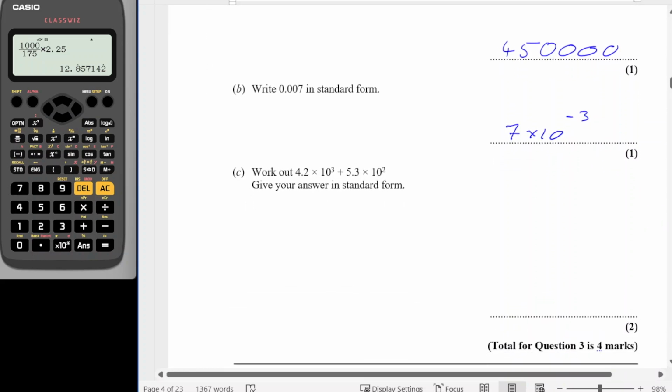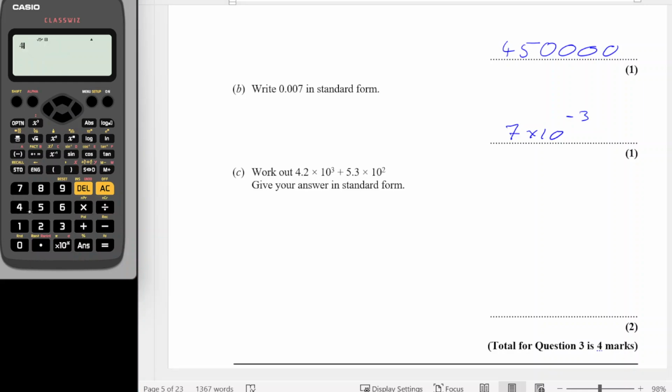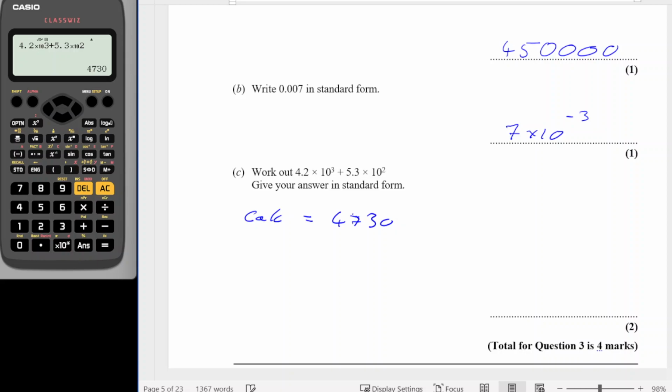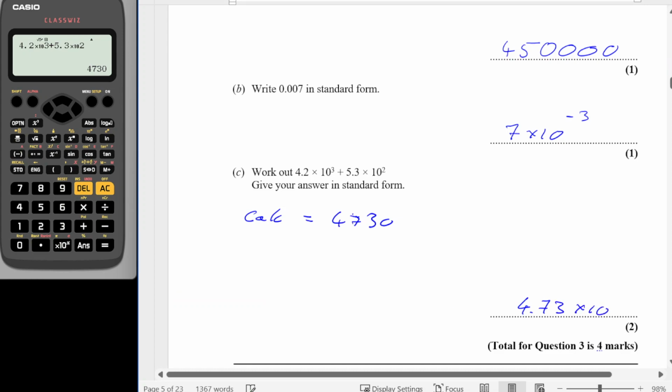For part C, I would just get my calculator to do this. So 4.2, standard form button is this one next to the decimal point. 3, and to that I want to add on 5.3, standard form button 2. As a 2-mark question, I'm going to imagine that this will give me an integer answer, and then I'll need to convert it. So the calculator gives me 4,730. So that number in standard form is going to be 4.73 times 10 to the power, and I've moved it 3 places. So 4.73 times 10 to 3.